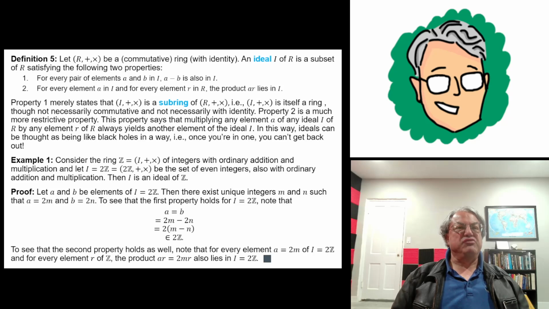And the second property we have to check: if we take any even integer and multiply by any other integer, it doesn't even have to be even, we're left with an even integer. I mean, that's pretty obvious, right? So let a be 2m again, and let r be an arbitrary integer. Well, then you take the product, you get 2mr. And since m and r are integers, that means 2mr is an even integer.